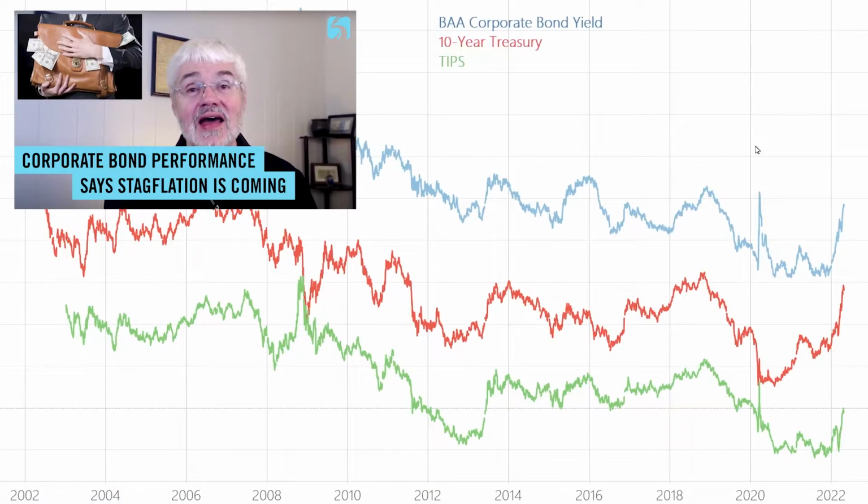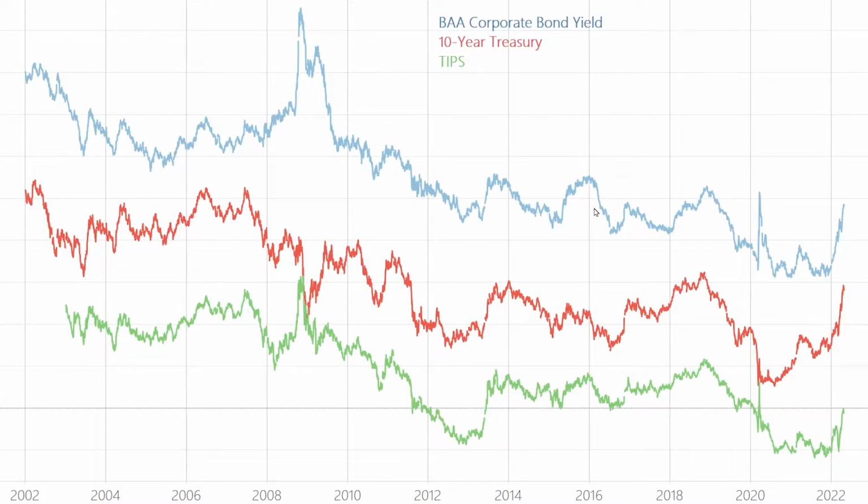All right, if you watched my last video, you've seen this chart before. We're going to ignore this part. This is corporate bond yields. We didn't ignore it before. We looked at it. We learned a lot. We're going to continue to look at this part. This is Treasury bond yields.